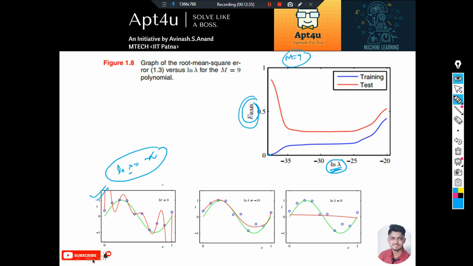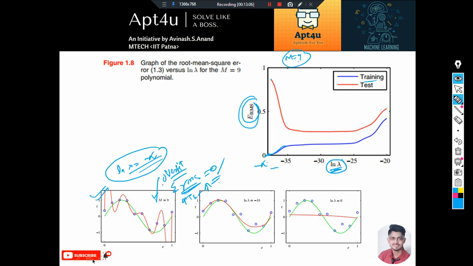So when ln lambda is equal to minus infinity, which means it is very low, which means you are not applying any regularization. If you are not applying any regularization, what is the condition? It is overfit. And what happens in overfit? The RMS value for training data will be equal to 0. ERMS will be 0, root mean square, and the testing error will be very high. You can see for m equal to 9, when ln lambda is towards minus infinity, the blue curve is the training error, okay? Training error is 0 and the testing error is very high.